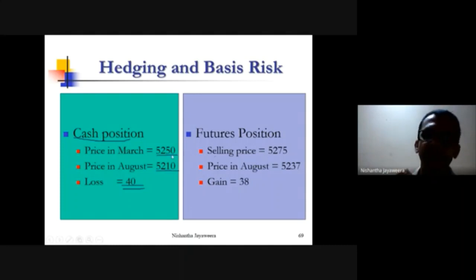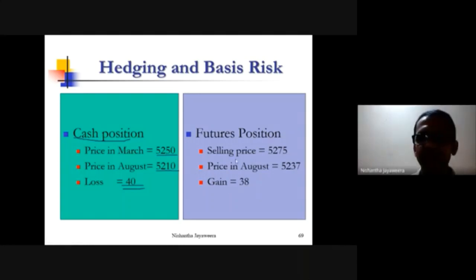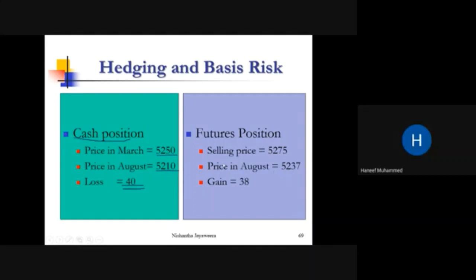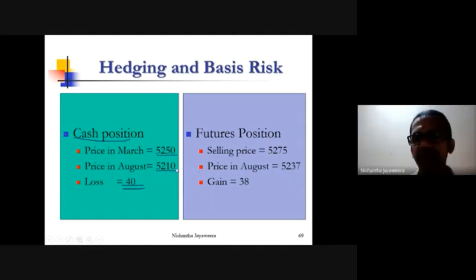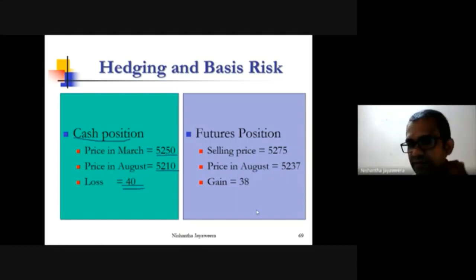Now, if you calculate the basis here in March, 5250 minus 5275, the basis is -25. But in August, what is the basis? 5210 to 5237, it's -27.